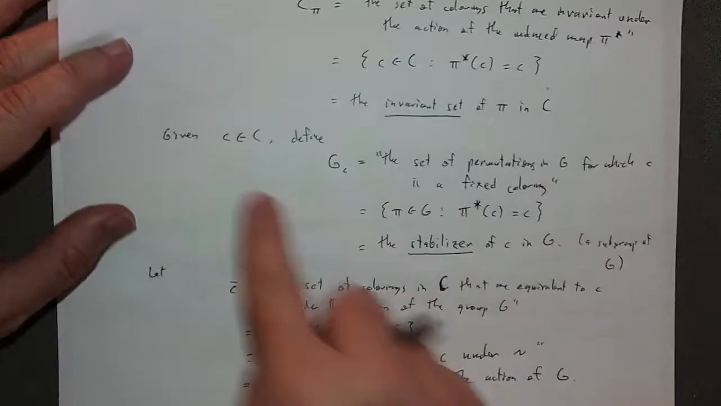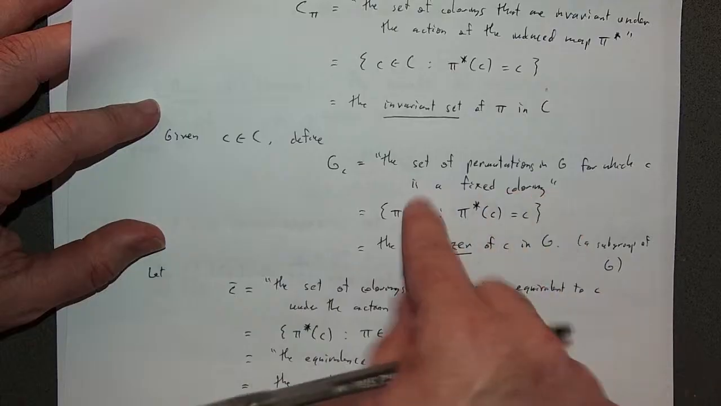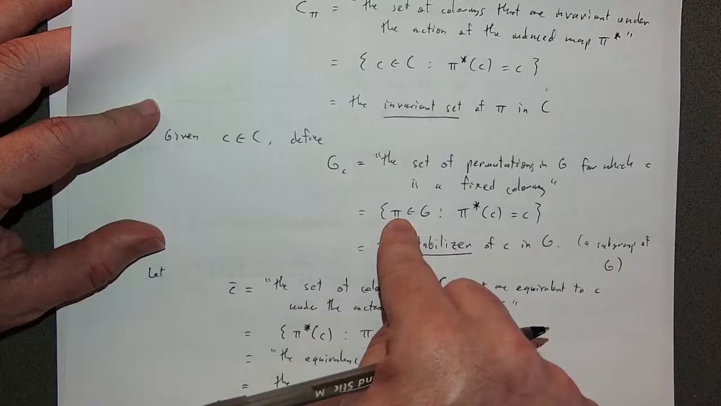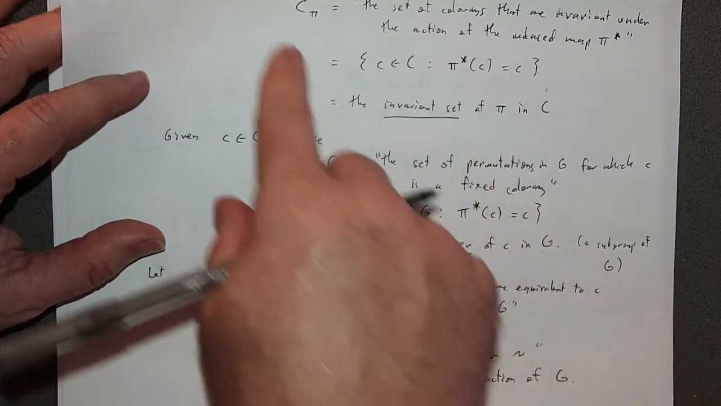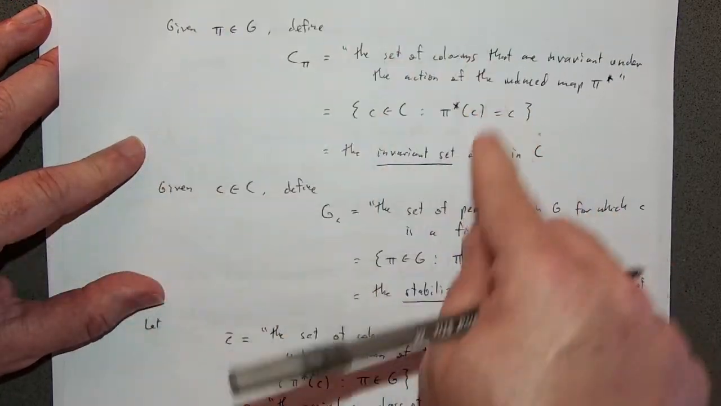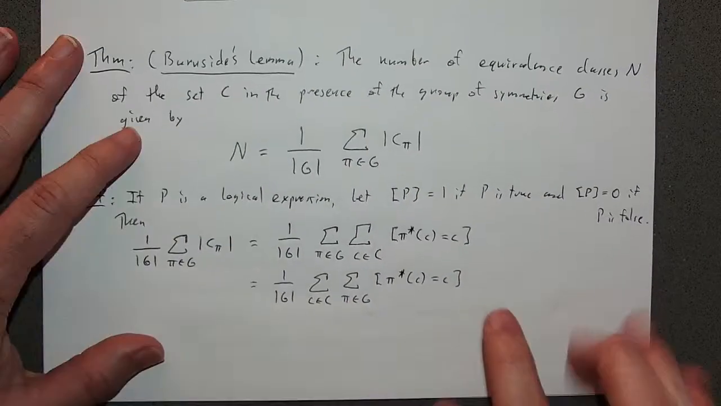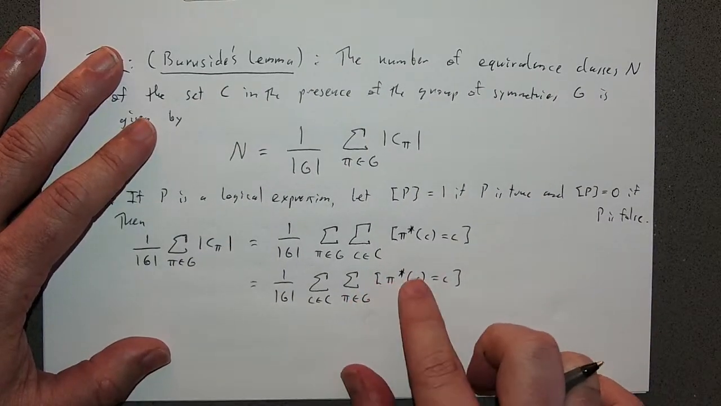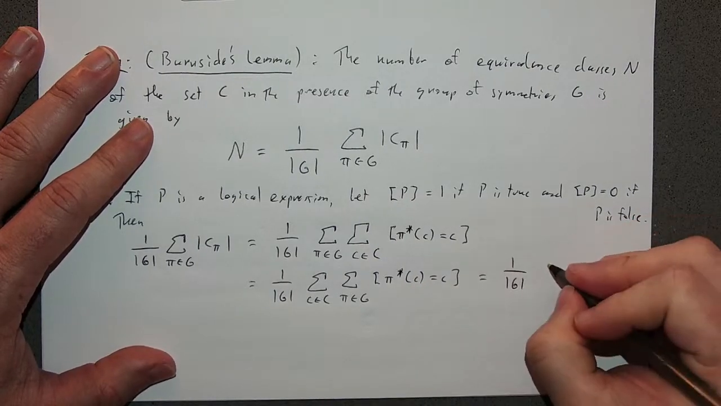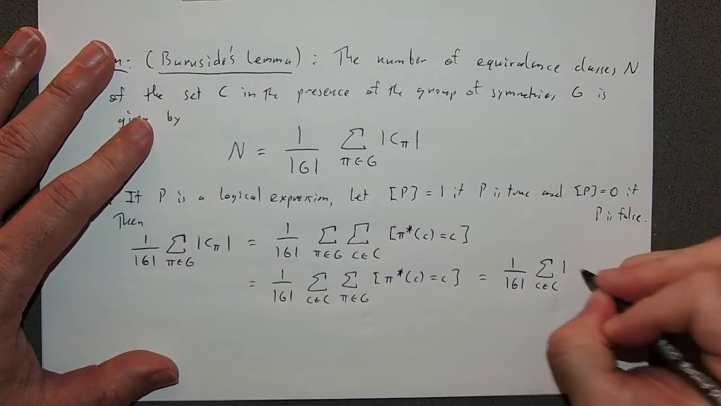Fixing C, the object we get when we fix C is the stabilizer, but it's the same object. We're just doing it from the dual direction, right? We're fixing C and looking for permutations satisfying this statement. Here, it's the same underlying statement, but we fixed a permutation, and we're looking for the colorings that satisfy this statement. Okay? And so this is enumerating the stabilizer of C. This is a sum over colorings of the size of the stabilizer.